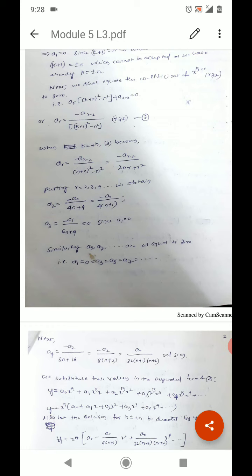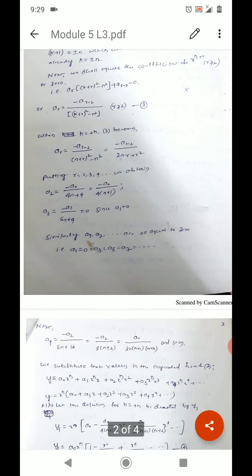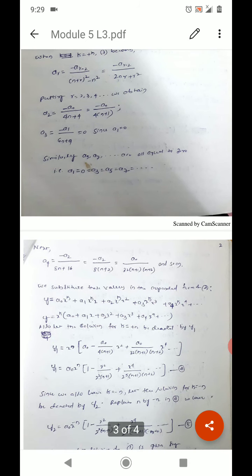Now take r is equal to 3. Therefore a3 is equal to minus a1 divided by 6n plus 9, which is equal to 0, since already we obtained a1 is equal to 0. So similarly, we will get a5, a7 and all odd values, which will become 0. That is a1, a3, a5, those are all 0.